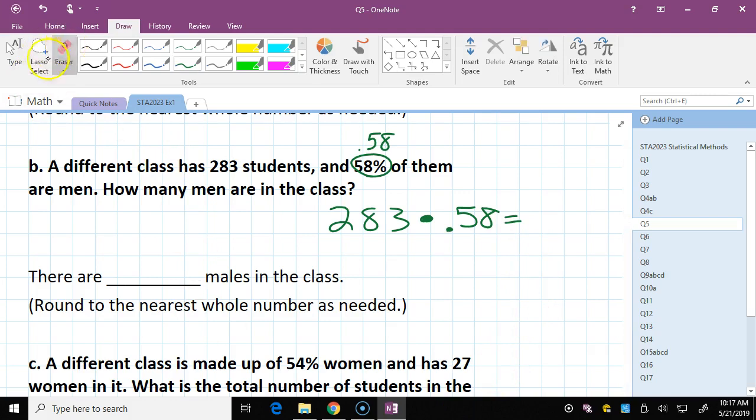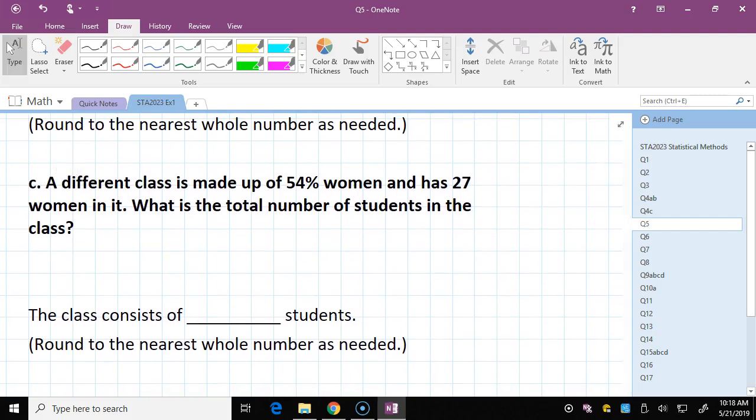And what do you get? I actually don't need that equal sign there. Say it again. 164. I like it. Because again, those directions say round to the nearest whole number. I mean, if we rounded to a decimal, that would be weird, you know. How do you have points whatever of a man? That's just weird. Either you are a man or you're not. Okay?